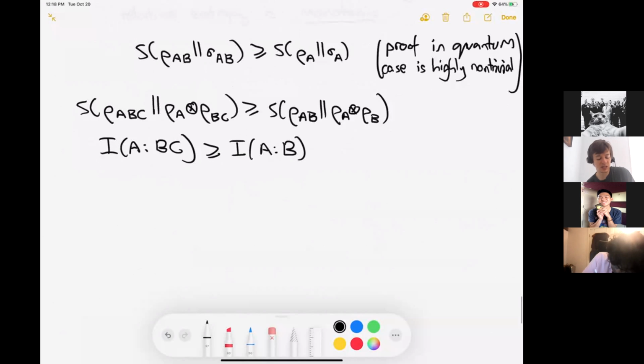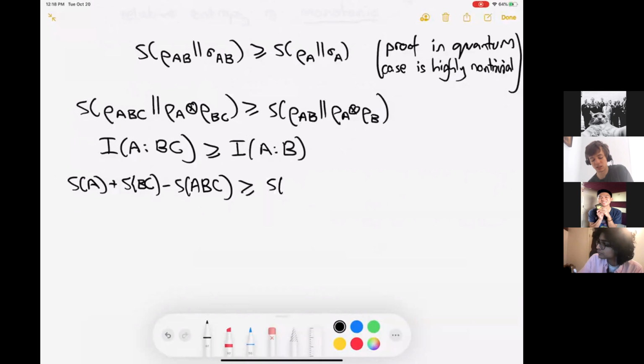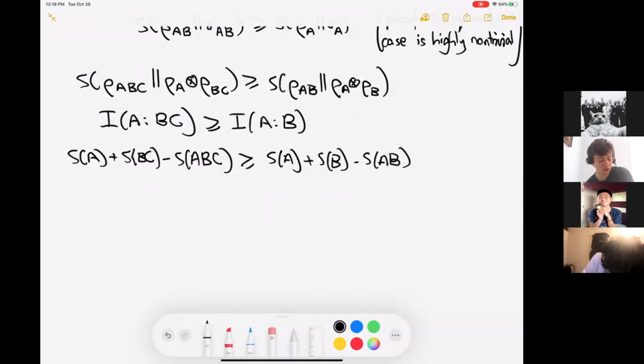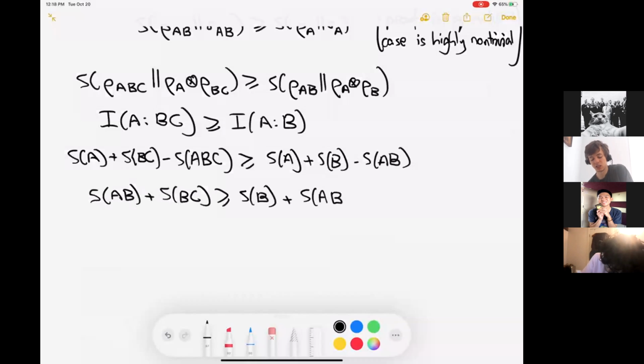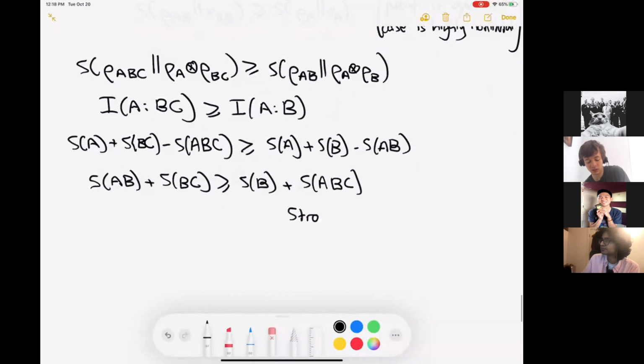Okay, can expand these out. So this is S of A plus S of BC minus S of ABC greater or equal to S of A plus S of B minus S of AB. Cancel out the S of A's from both sides, move some stuff across, and you get S of AB plus S of BC is greater than or equal to S of B plus S of ABC. Okay, so this is the conventional form of strong subadditivity.